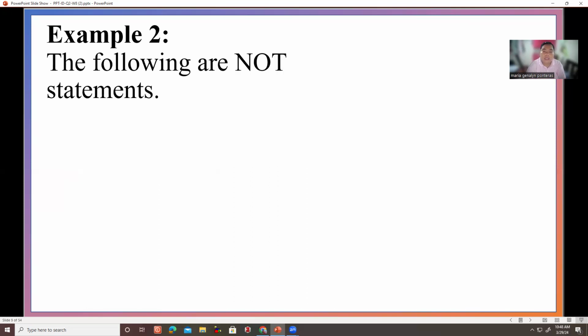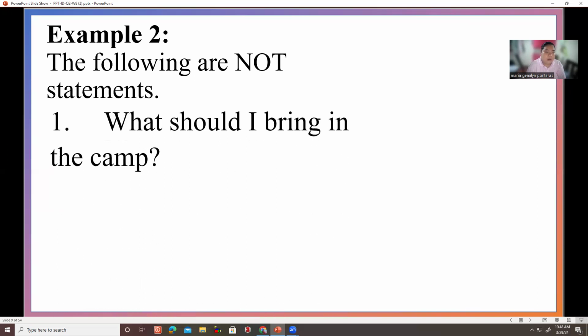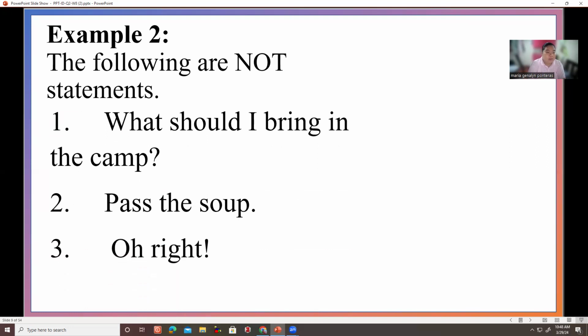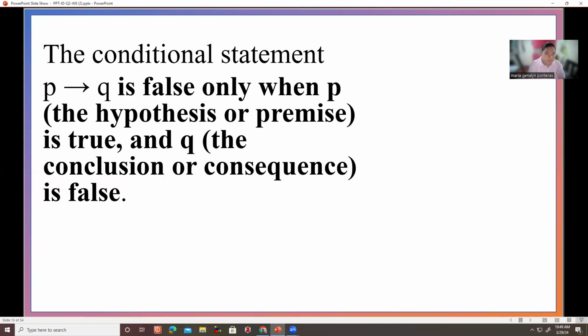The following are not statements. What should I bring in the camp? Of course, you cannot answer that by true or false. Pass the soup. It can be true, it can be false, it can be both. You cannot determine if it is true or false. x plus 5 equals 20. Why is this not a statement? Because you're going to solve for x, you're going to get the value of x. It cannot be determined as true or false.